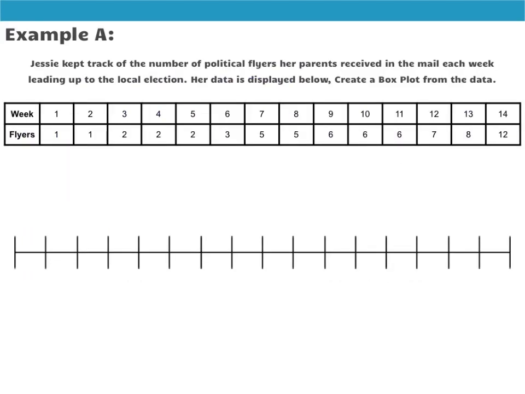So here in example A, it says Jessie kept track of the number of political flyers her parents received in the mail each week leading up to the local election. Her data is displayed below. Create a box plot from the data. We can see that we've got weeks on the top here, and flyers down at the bottom, and the only thing we care about is the flyers. It doesn't matter which weeks we gathered each of these flyers, we're just collecting the data as a whole. So let's take a look at our workspace.